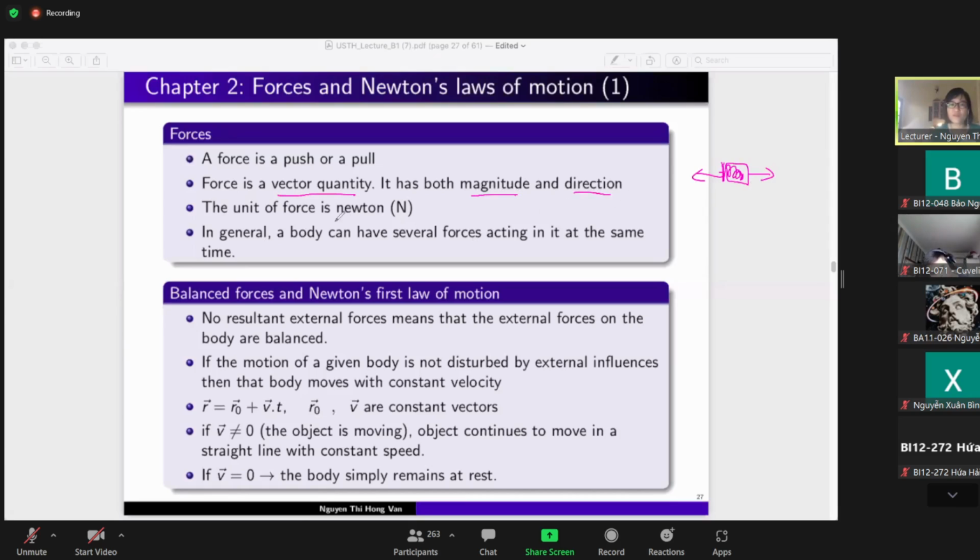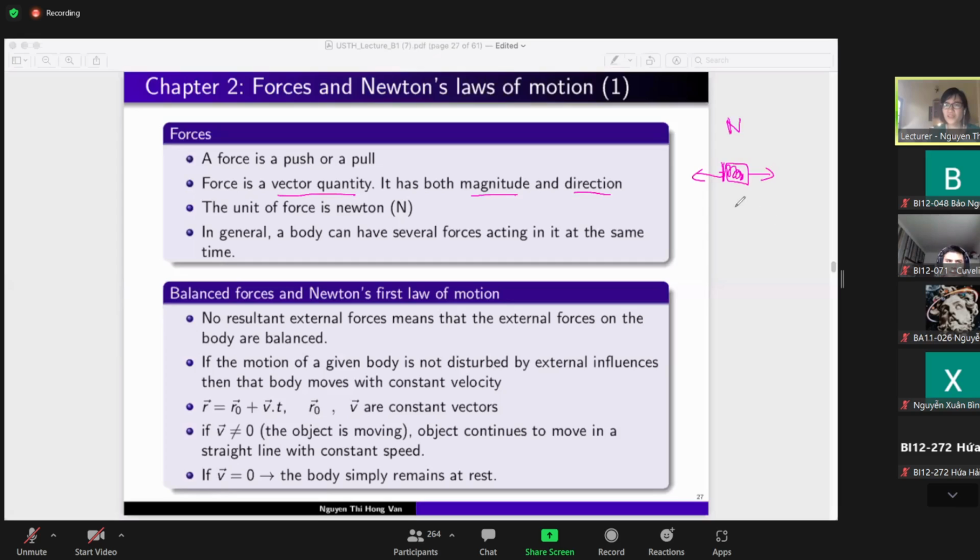So the unit of force is Newton. So for example, you can say I apply a force of 2 Newton, 3 Newton. Okay, so it's a unit.